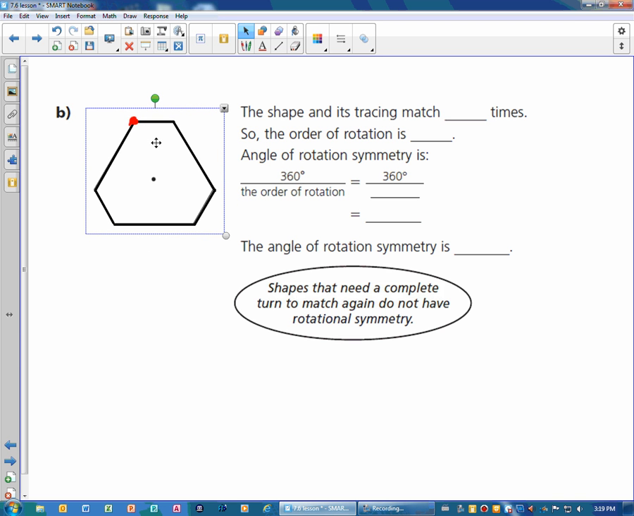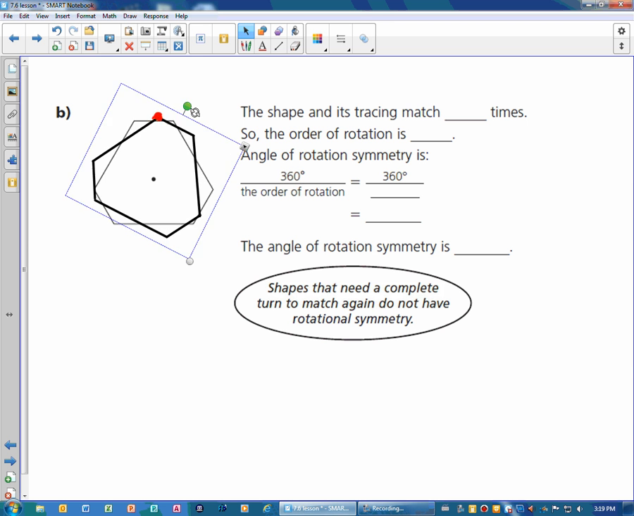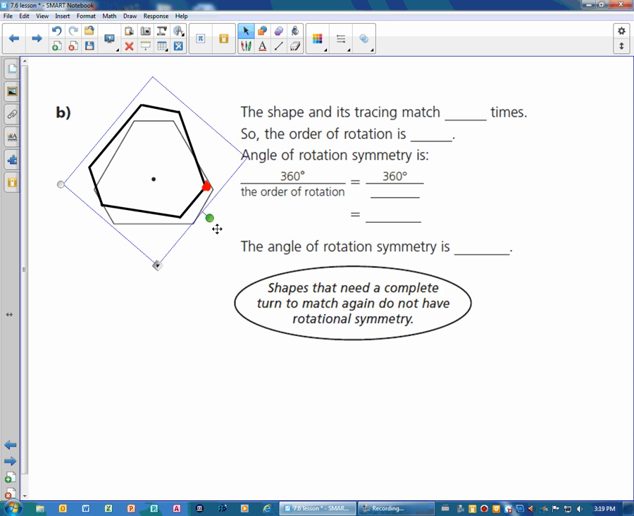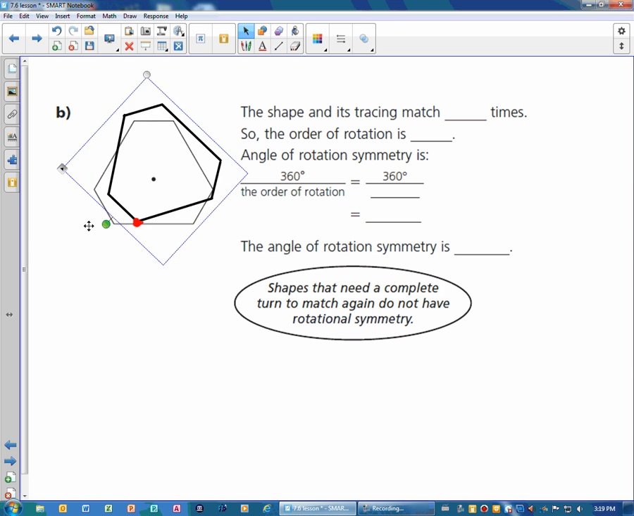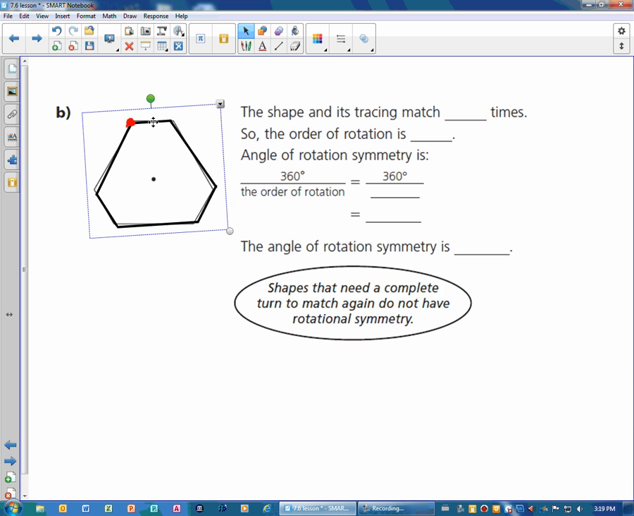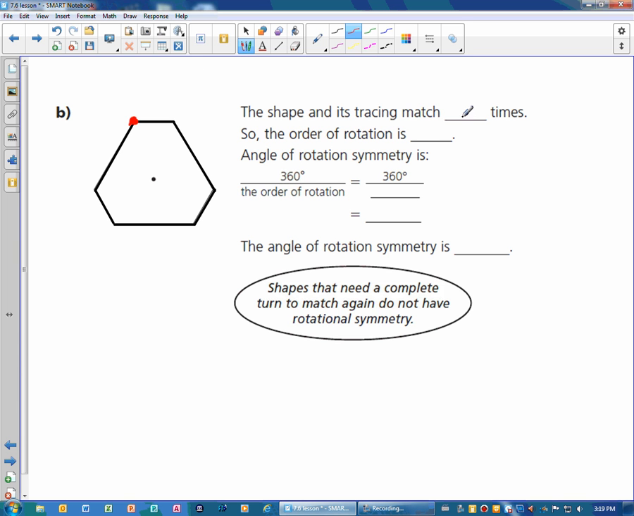So there I am exactly at the start. And if I turn this, look, I'm never ever sitting exactly on top of myself. Never. All right, so the shape and its tracing match 1 time. That's it. Only when I go the whole way around. The order of rotation is 1. The angle of rotational symmetry, 360 divided by 1, or 360.